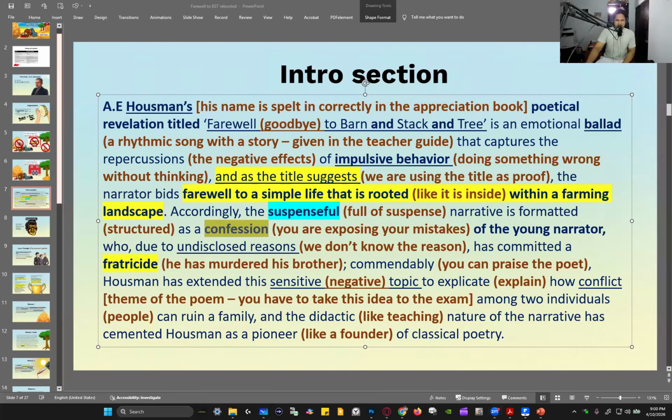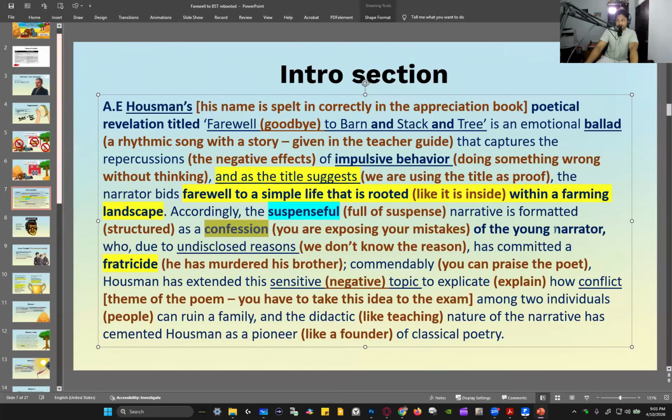So this intro section is very valuable, okay? If you like, you can memorize this and use it in the exam. You will get nearly full marks for your analysis. If you write like this, you have the potential to get nearly full marks for your analysis.